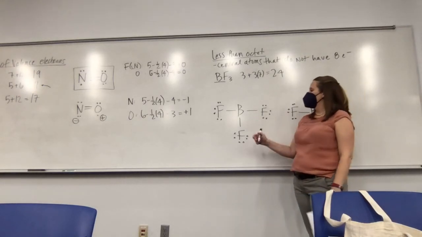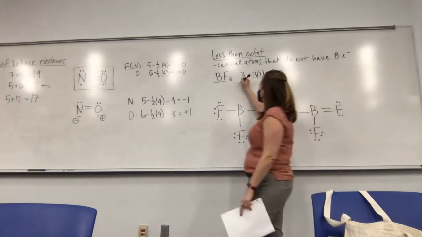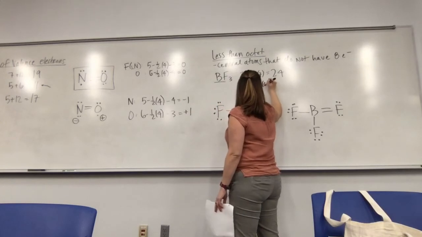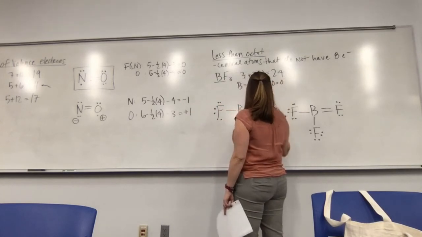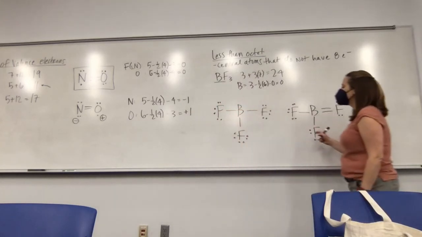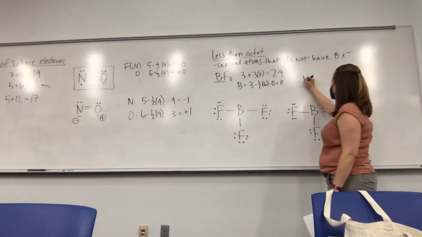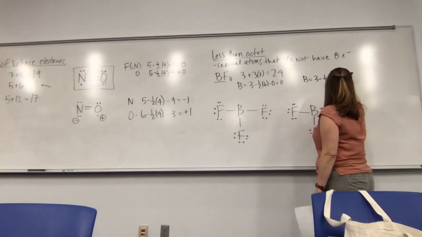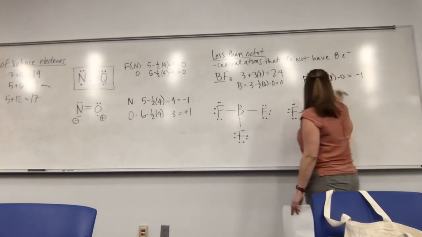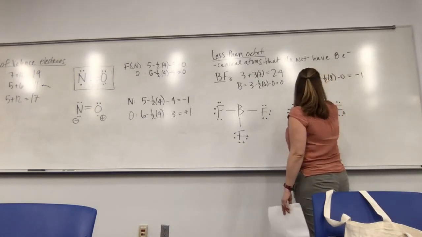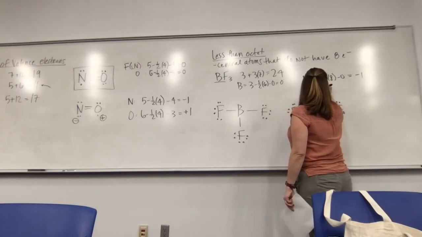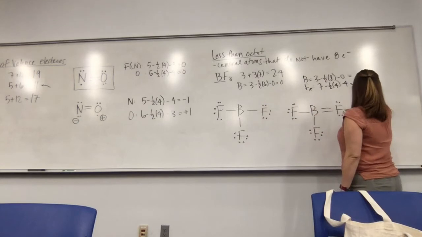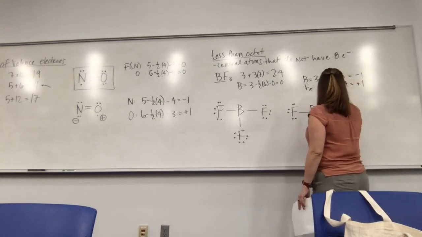So here, let's look at the formal charge of boron. It's 3 minus half of 6 minus 0, which is 0, which is a good sign. In this structure, boron is 3 minus half of 8 minus 0, negative 1. Fluorine A is 7 minus half of 4 minus 4, which is plus 1.